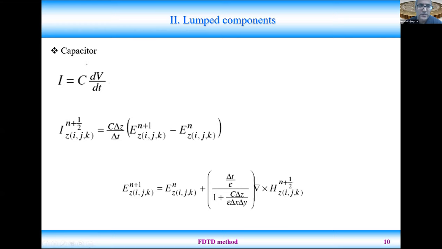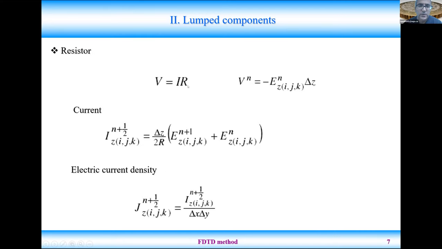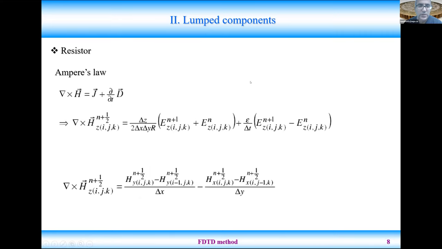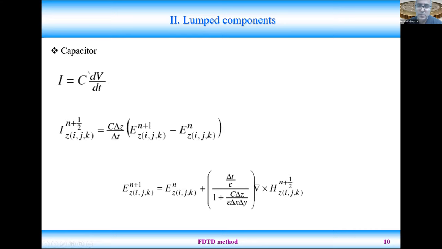We can also model a capacitor. For the capacitor, we use this relation between the current and the voltage, C dV over dt. And for dV over dt, we use the relation of the voltage with the electric field. The derivative is resolved by using a forward difference: you have Ez at n plus 1 minus Ez at n, divided by delta t, and we multiply by delta z to get V.